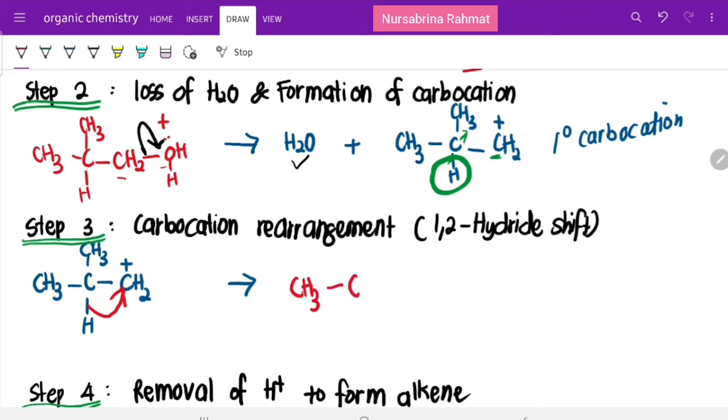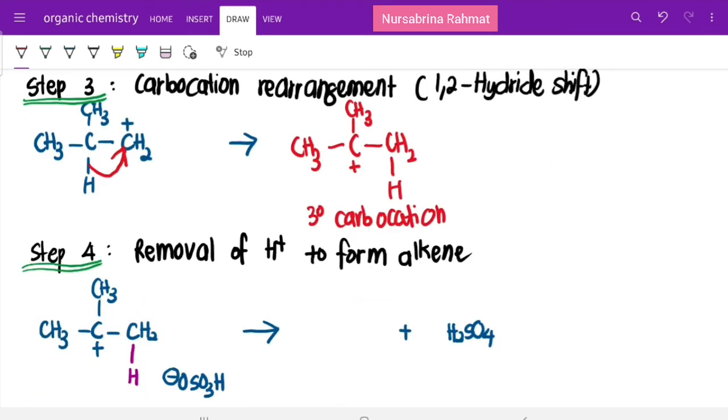Now instead of making a primary carbocation, by making a 1,2-hydride shift we are actually making a tertiary carbocation, which is more stable. It is the most stable carbocation and definitely more stable than your primary carbocation. So this will lead to the major product of your reaction. Again, the nucleophile that we produced in the first step will attack the hydrogen at your carbocation.